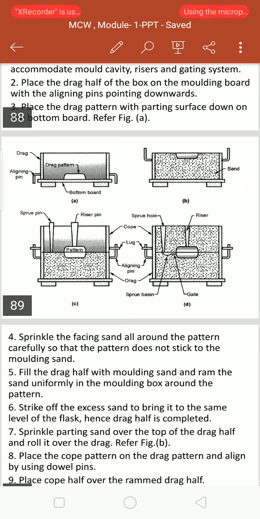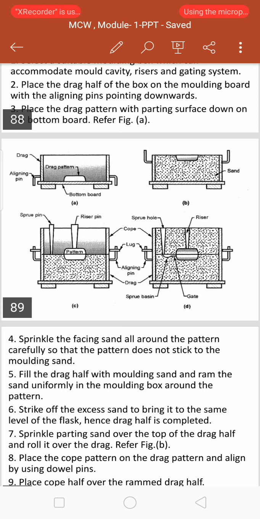Then another half of the mold, the cope, we have to prepare in a similar fashion by arranging the runner, riser, and cope pattern on the pattern. Again fill the prepared molding sand and ram thoroughly. Once you have rammed it, remove the runner, riser, everything. Then both the boxes are clamped and locked.